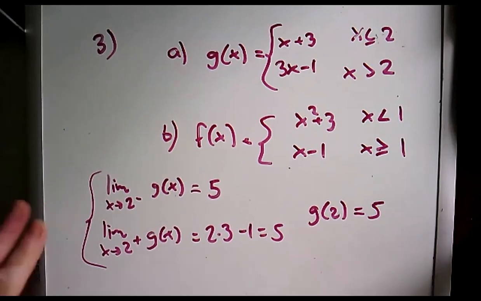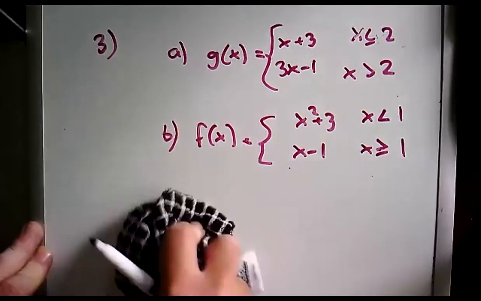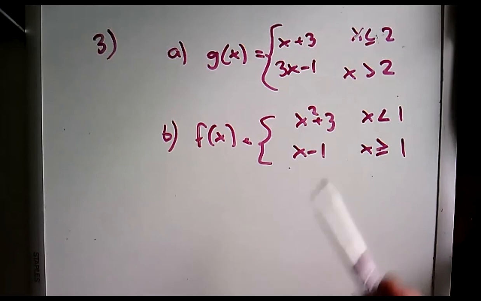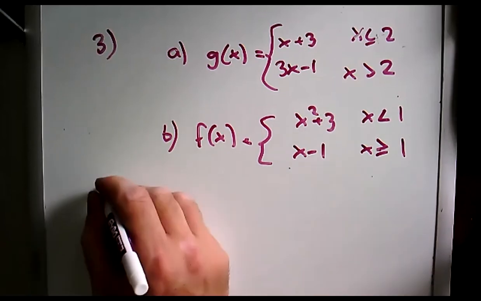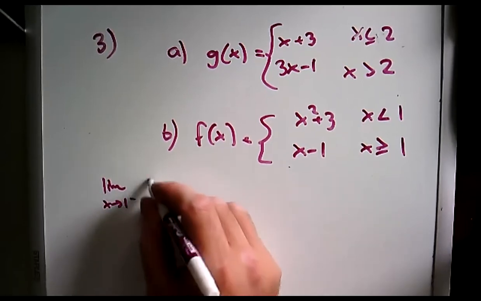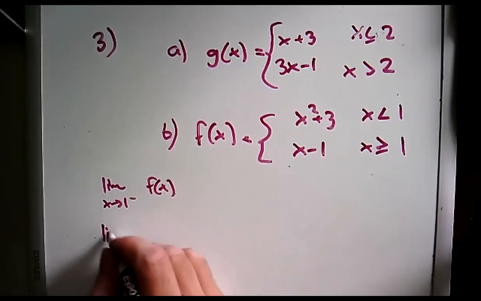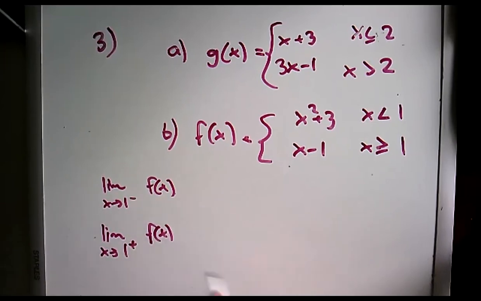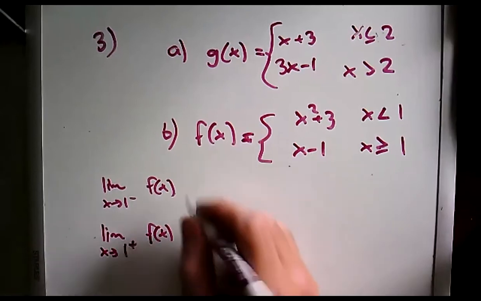Let's see what happens with f of x in part B here. f of x has two parts, one of which is a parabola, x squared plus 3, and one of which is a line, x minus 1. Same thing, though. We want to take the limit as x approaches 1 from the left of f of x, and we're hoping that that equals the limit as x approaches 1 from the right of f of x. And by the way, if it fails right here, we don't have to bother testing the other criteria, since it needs all three to be continuous. If even a single criterion is not met, then the problem's over and the function is not continuous at that value.